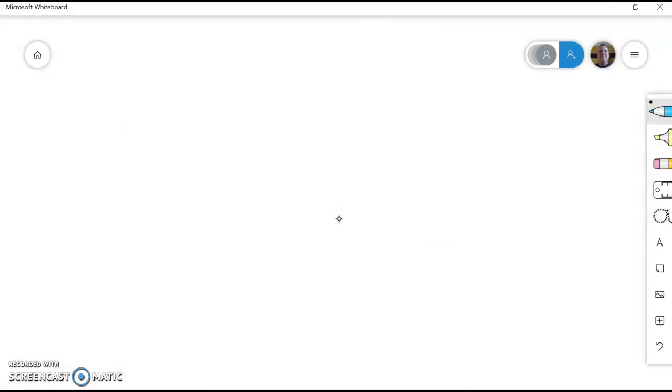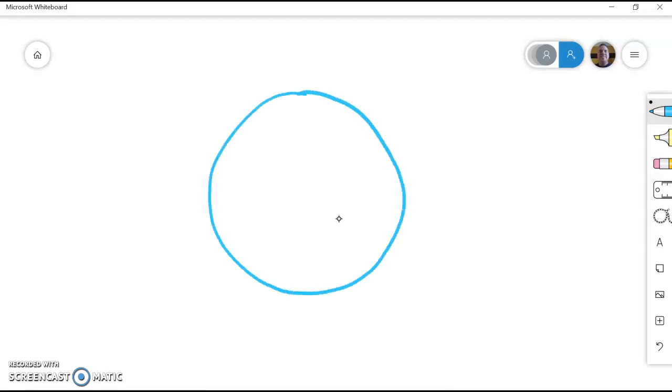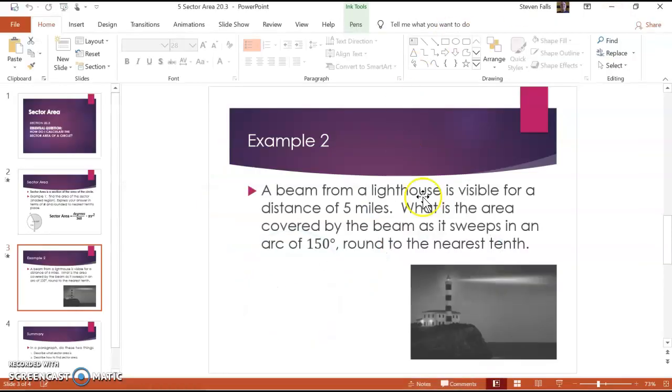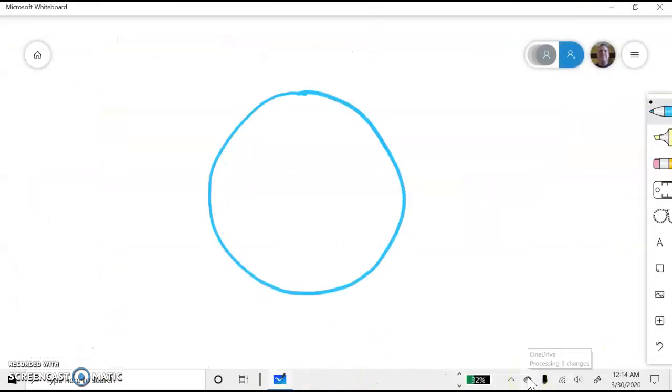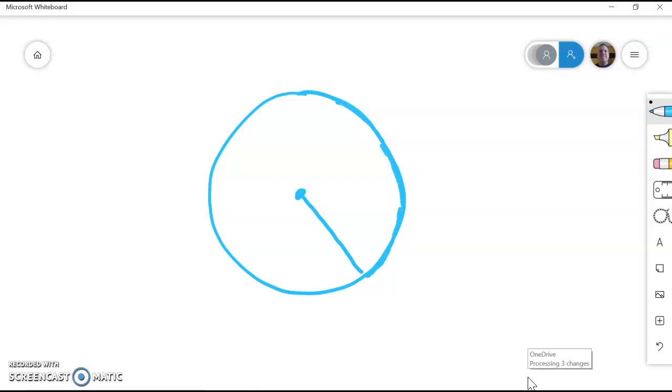Okay, so imagine if you have a lighthouse and the beam, if it goes all the way around, that beam is going to make a full circle. Now, it did say it was 150 degrees. So here's the beam right here. So say the light starts here and then it sweeps around, and it goes about 150 degrees. Let's say it stops right there. So that's a 150 degree angle right there.